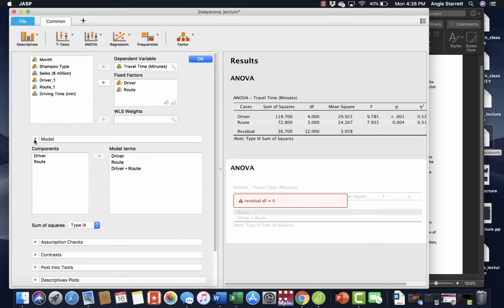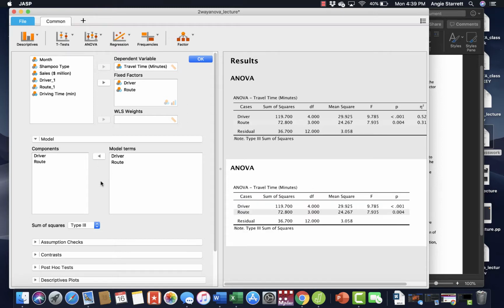And let's go to model. All right, do not worry when this happens. So JASP automatically calculates an interaction term. And we do not have replication in this data set. We cannot test interaction. So we've got a problem where we need to highlight driver times route and remove it from the model. And you see now we get an actual ANOVA table.